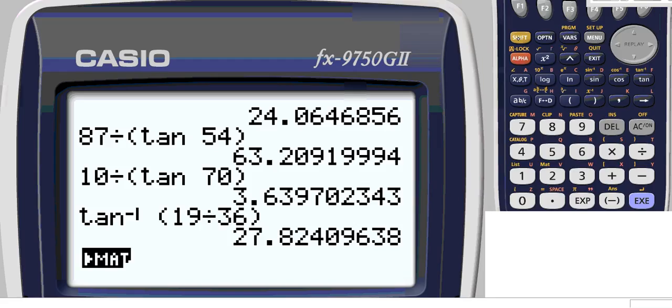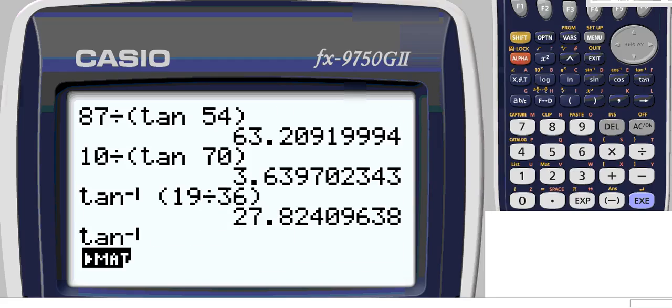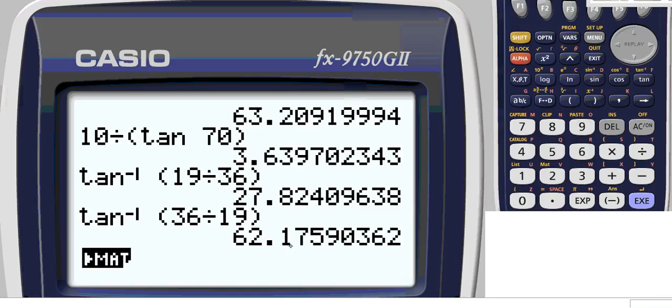So we need inverse tangent. Shift tangent. Then your parentheses, type in the fraction. 36 divided by 19. 62.176. Rounded to the nearest degree, we would round that down to 62 degrees.